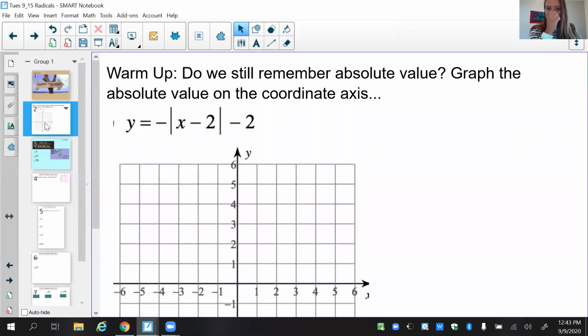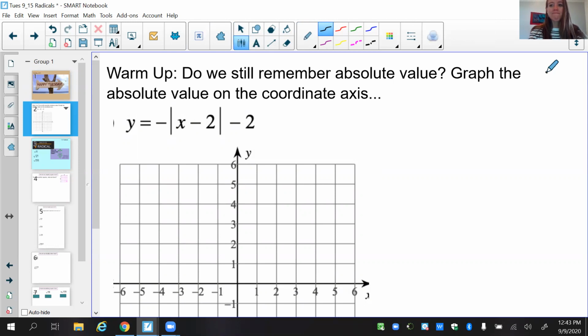I want to back up a second and make sure that we still remember some things that we learned a while ago. It's so easy to just forget everything. So we're going to review our absolute value and then we'll move on, okay?